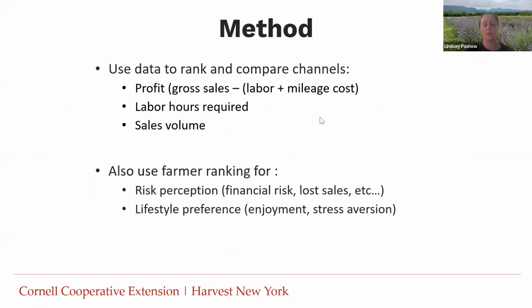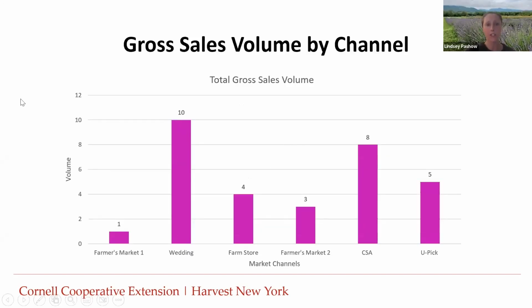So then you're basically looking at the data of your profit, your gross sales, your labor, your mileage, your labor hours, your sales volumes, and then you're creating a ranking of the risk and the lifestyle choices. So this was the example that I wanted to give: the gross sales volume by channel.